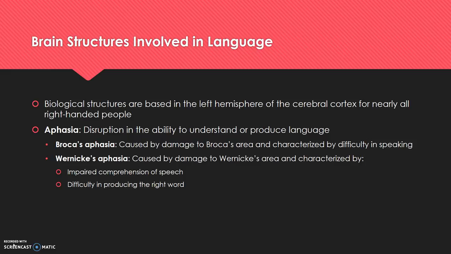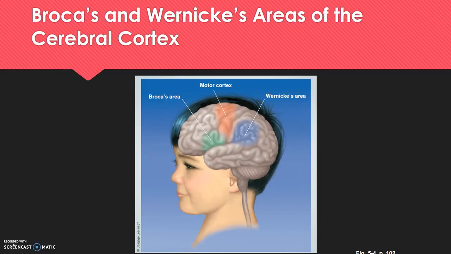And just to skip ahead a little bit, let me show you this. So here we have a picture of the left hemisphere of this child in the cerebral cortex. We have Broca's area, which is more towards the front, and Wernicke's area is more towards the rear. And we have the motor cortex, the area of the hemisphere that coordinates our motor skills, right there, kind of lying in between. So let's go back.